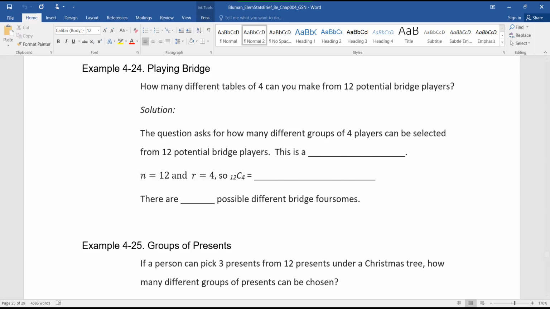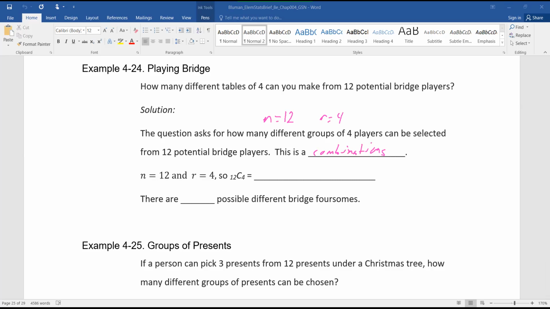And the question is how many different groups of 4 players can be selected from a potential of 12. So 12 would be your N. And then your R is equal to 4 because that's how many you are selecting, which it already wrote down here for you. So again, this is a combination because order is not going to matter. They're all sitting at the same table. So there's your nCr. So there is how you can technically write it.